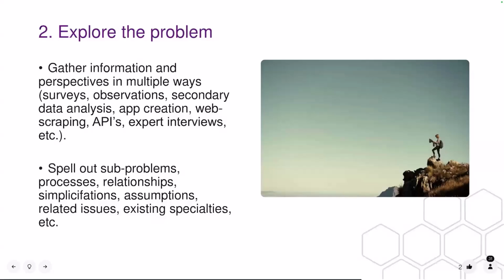But I'd probably also need a survey or some observations or secondary data analysis to capture how many people are actually moving through the city centre. So it's about using different methods and tools to further enhance your understanding of the research topic. You'll also want to spell out sub-problems, processes, relationships, simplifications, assumptions, related issues, etc.